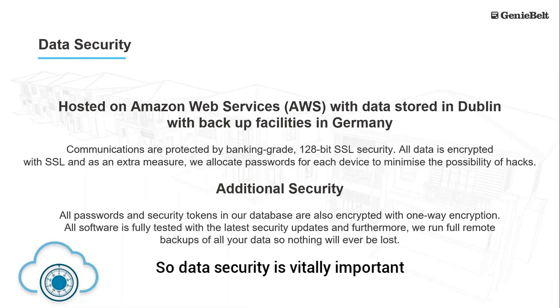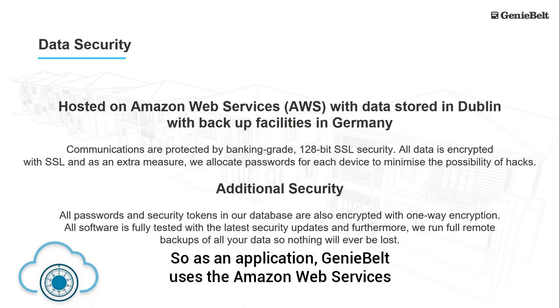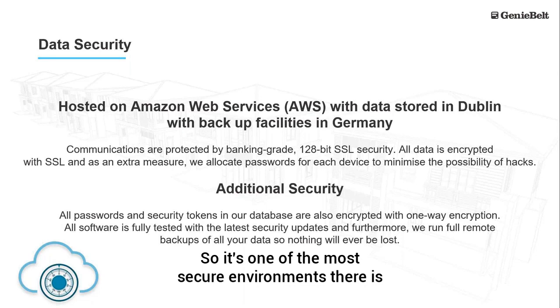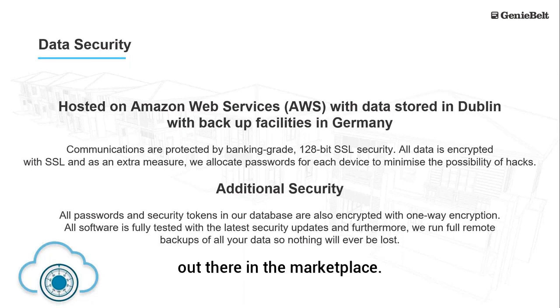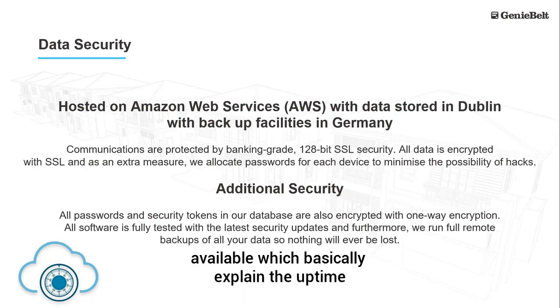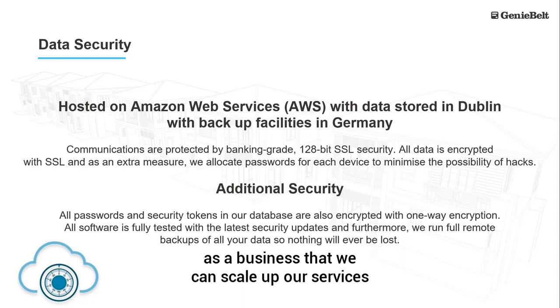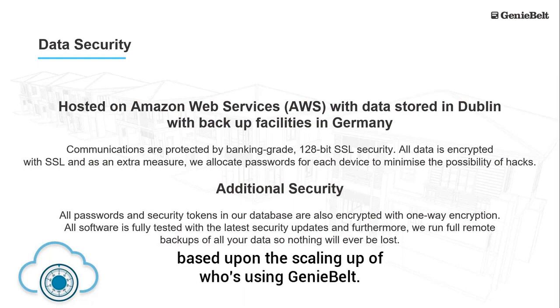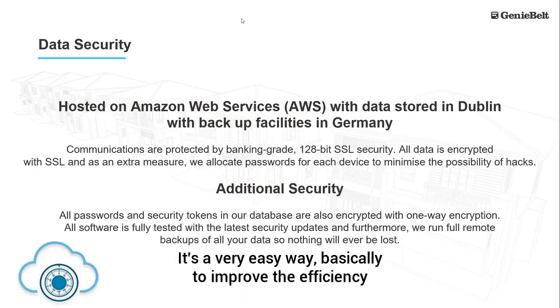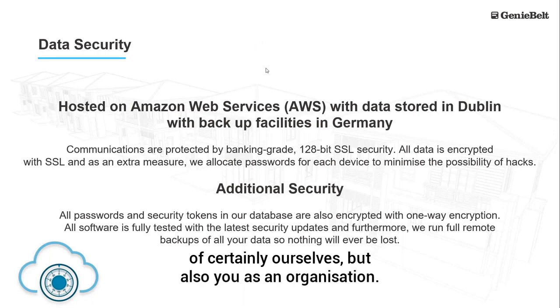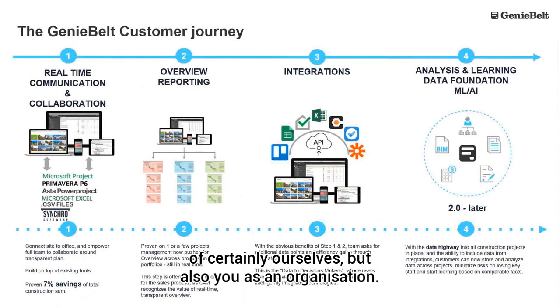Data security is vitally important for all of our projects of today. So as an application, GenieBelt uses Amazon Web Services for storage of data. It's one of the most secure environments out there in the marketplace. There are full terms and conditions available, which explain the uptime of the environment for your data and access, etc. But the underlying fact is, Amazon gives us the ability as a business to scale up our services based upon the scaling up of who's using GenieBelt. So it's a very easy way to improve the efficiency, certainly of ourselves, but also of you as an organization.